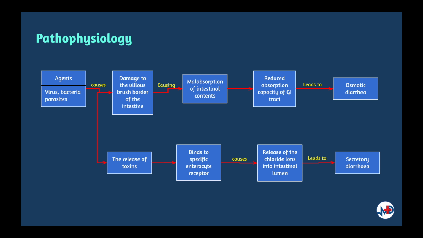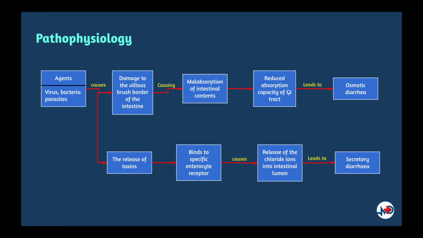Adequate fluid balance in humans depends on the secretion and reabsorption of fluid and electrolytes in the intestinal tract. Diarrhea occurs when intestinal fluid output overwhelms the absorptive capacity of the gastrointestinal tract.